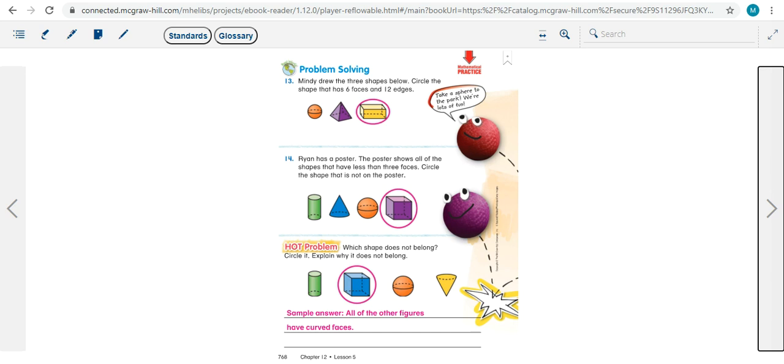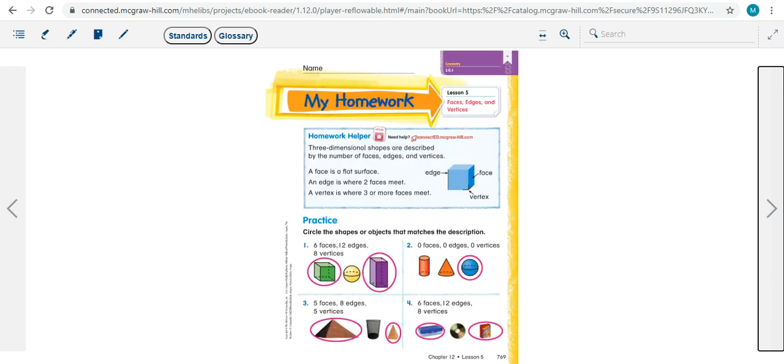Number odd problem. Remember that Miss Madeline always gives you the answer. Which shape does not belong? Circle it. Explain why it does not belong. So the figure or shape that does not belong is the second one, because all of the other figures have curved faces, okay? So copy the answer. Curved faces means curveado, algo que es redondo. Okay, next page, my homework.